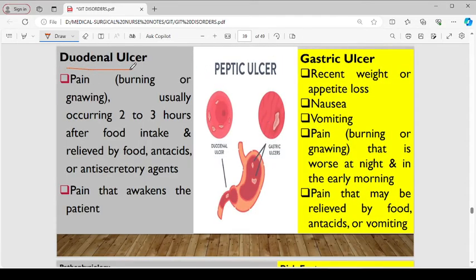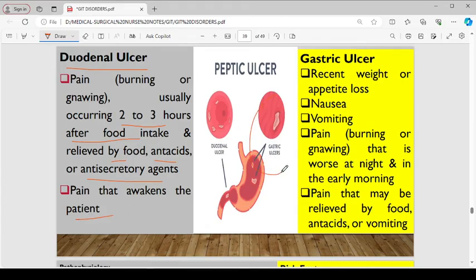So the duodenal ulcer, the patient will present with pain. Usually it will be occurring like 2 to 3 hours after food intake, and it will be relieved by food, antacids, or antisecretory agents. This pain can awaken a patient, right?